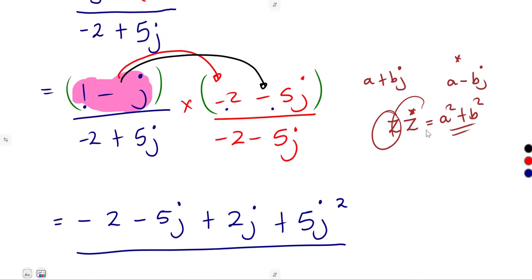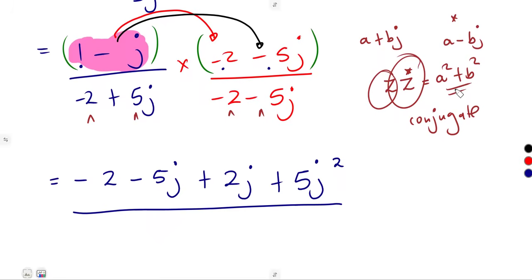Complex number to its conjugate gives us a real. So you just have to focus on what your a and your b are. You square them and add those: a squared plus b squared.